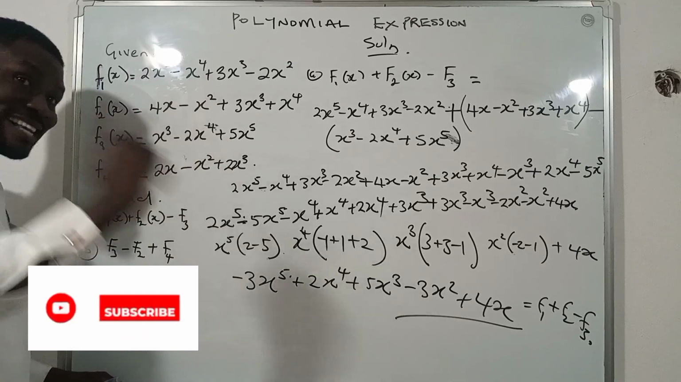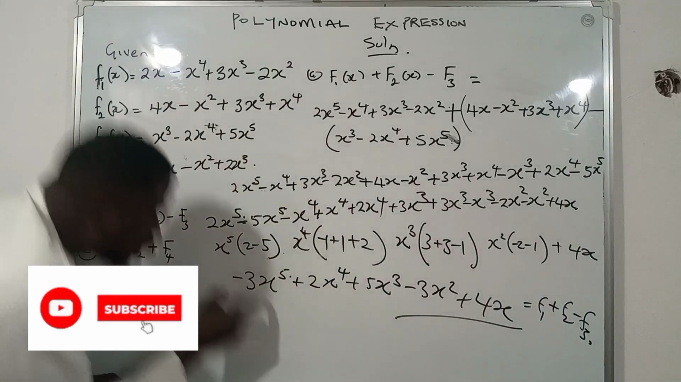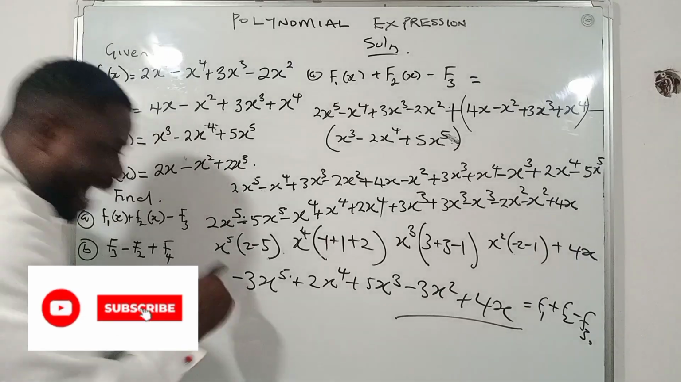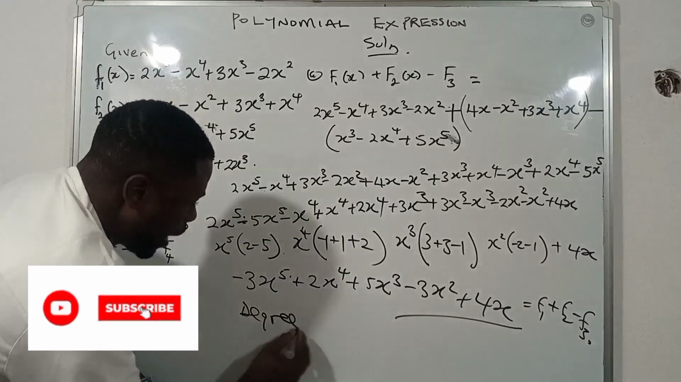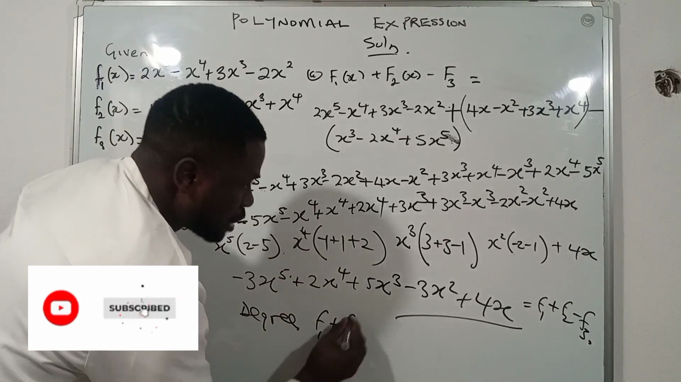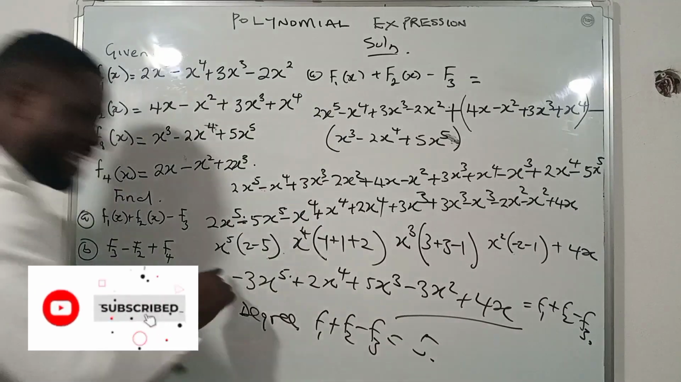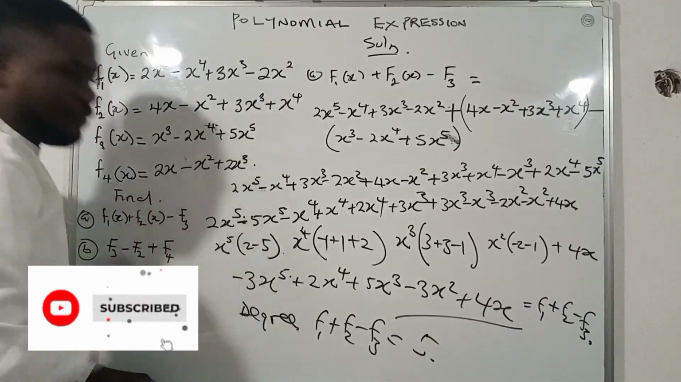If it is an essay exam, you must do all of this. And then you now get to this point. Once you get to this point, you now ask yourself, what is the highest power? You can now see that the degree of f1 plus f2 minus f3 would have been what? 5. Because the highest power is what? 5. This is it, 5.